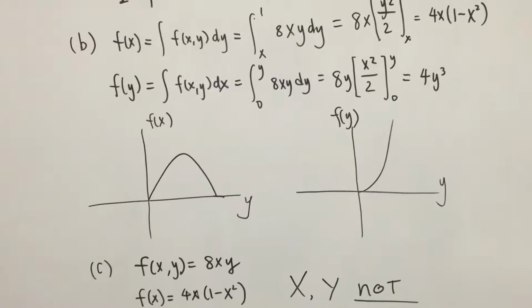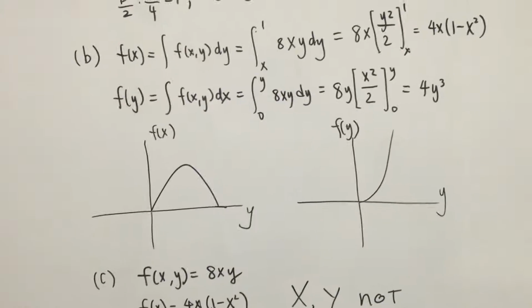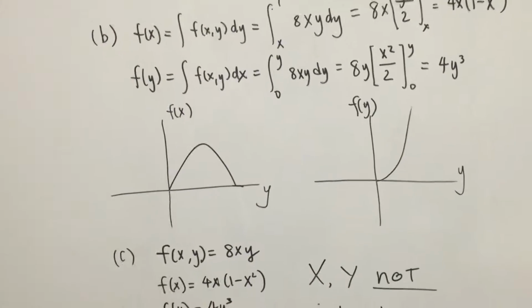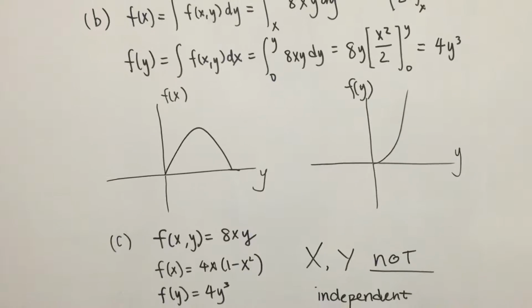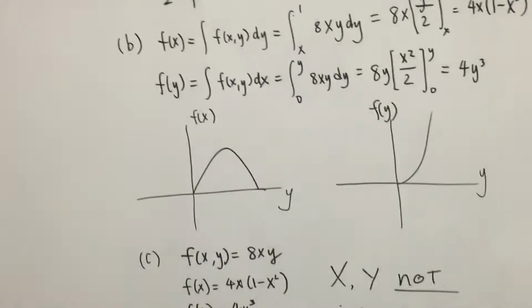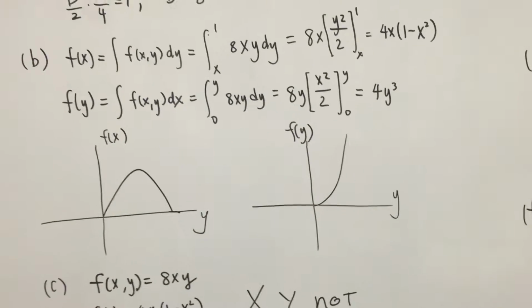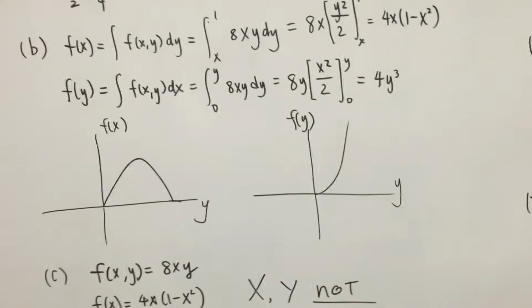Sketching these two, for f of x, it's just a curve starting from 0 and then it's a parabola, and for f of y, it's just a curve going upwards.